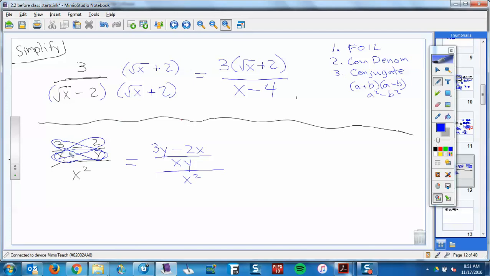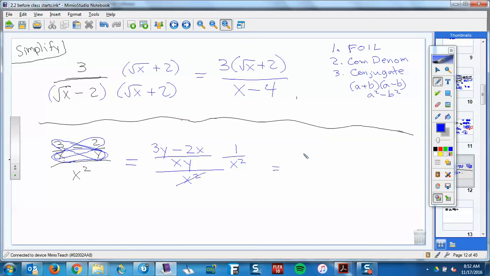Okay, top, 3 times y, start up here, go down, 2 times x, and then circle the bottom, xy. Okay, now what about that x squared? What I just usually do is I just think invert multiply. Invert multiply. Whatever's on the bottom. If you had a fraction down here, you might have a fraction over a fraction. If there was a whole fraction down here, you would invert that whole fraction. Right? But we're just going to put that up there like that.